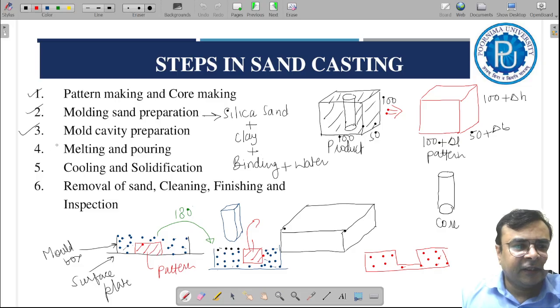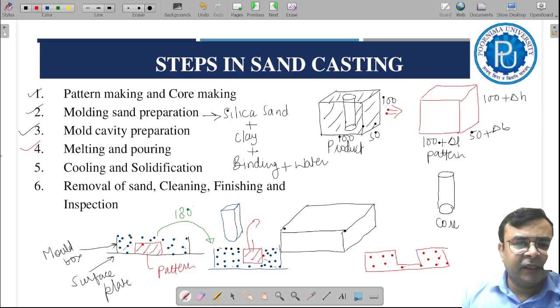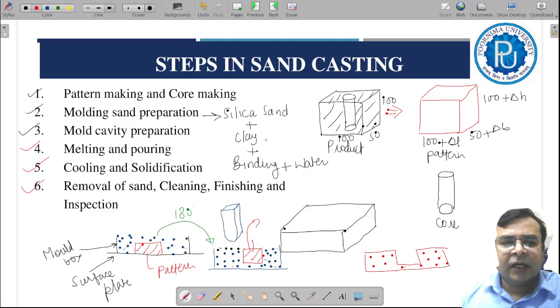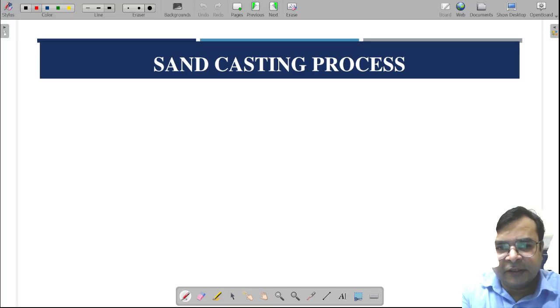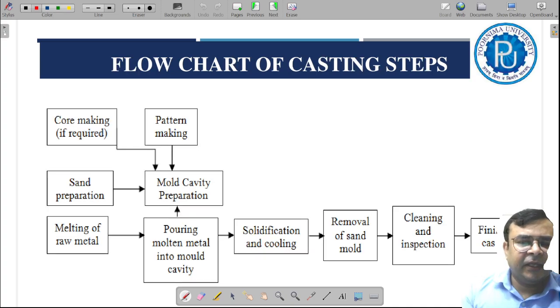Okay, and the next step is melting and pouring. Obviously we just melt the metal and pour the metal. And how do we melt? Obviously this metal is melted in a furnace. And after melting, when the complete liquid metal is available, it is poured into the mold cavity. And then after that, you just allow it to solidify. And after solidification, you need to remove all the extra part, and obviously do the finishing process. Okay, so this is a detailed sand casting process, which I explained earlier.